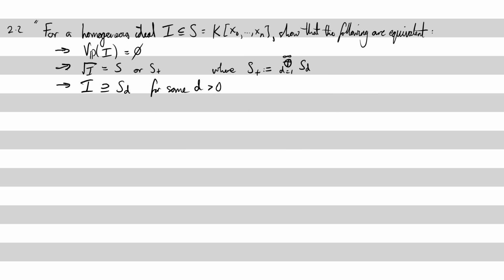So let's begin. This question asks us to show that for a homogeneous ideal, the following are equivalent. One, its projective vanishing set is empty. Two, its radical is either S or S plus, where S is the polynomial ring over k in n plus 1 variables, and S plus is all forms of degree greater than 0. And finally, three, it contains all forms of degree d for some d greater than 0.